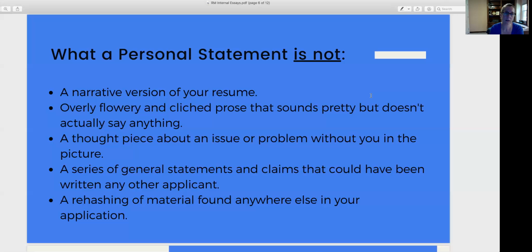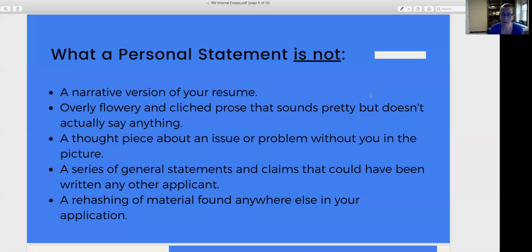A personal statement is not a series of general statements and claims that could have been written by any other applicant, so specificity surely matters. We want this to derive from you. We want, after having read it, no one else to have been able to say those exact same things but you. A personal statement is also not a rehash of material found elsewhere in your application.